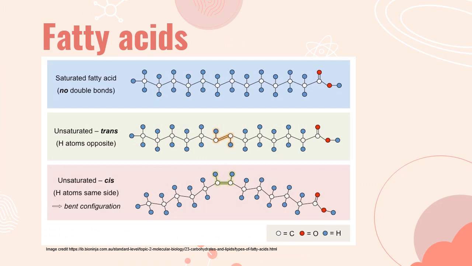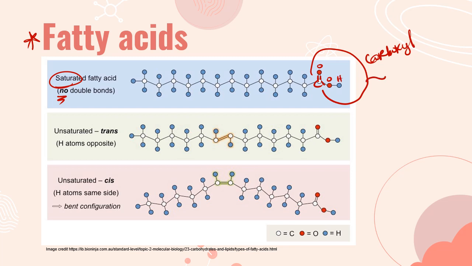We're going to spend lots of time here looking at the structure of some fatty acids. Fatty acids can be saturated. That means they don't have any double bonds between the carbon chains. All of our fatty acids do have on one end a carboxyl group. The carboxyl group is a carbon double bonded to an oxygen and also single bonded to an oxygen, and then there's a hydrogen at the end. That's our carboxyl group. This is actually what makes the fatty acid an acid.